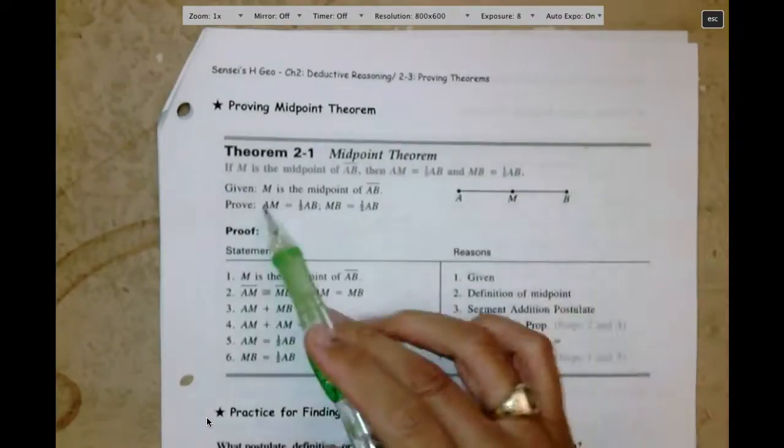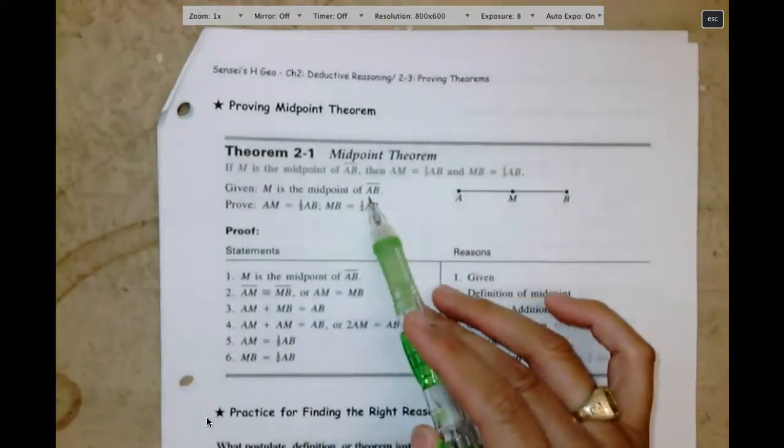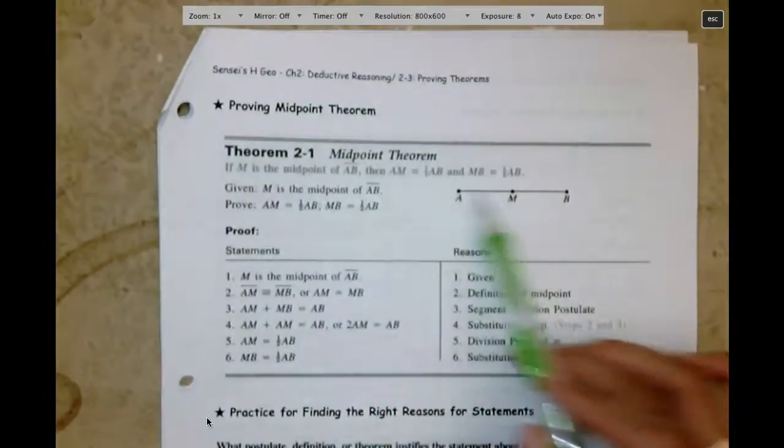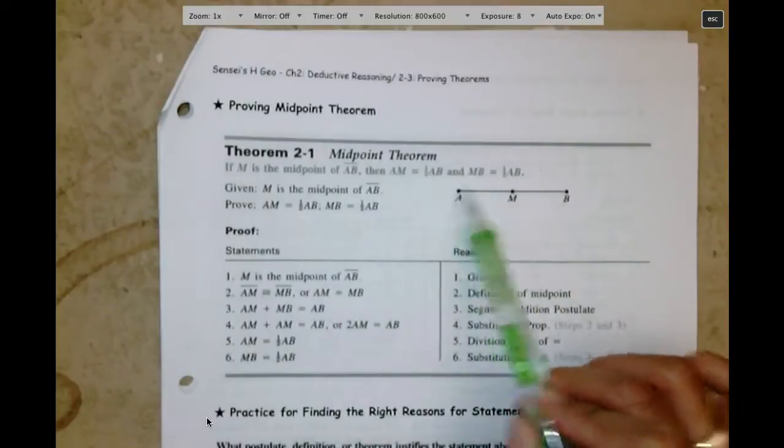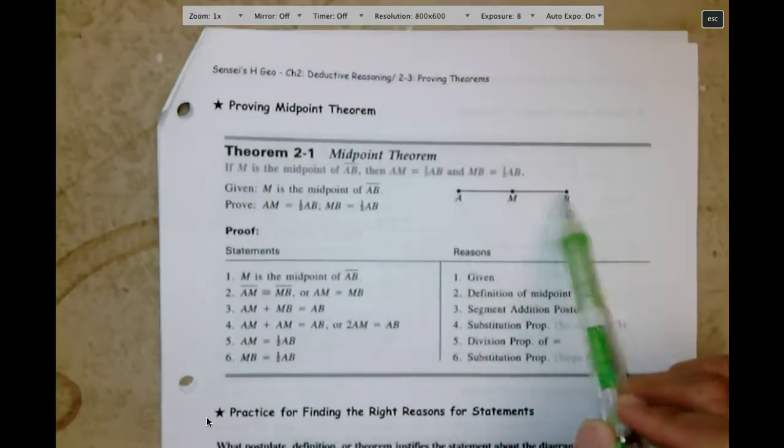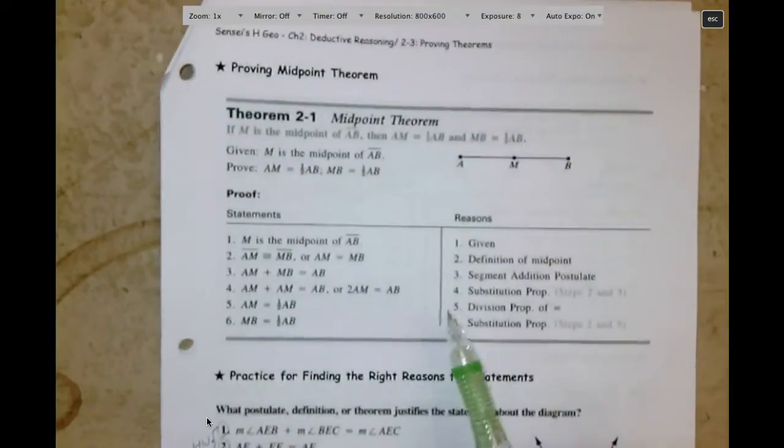Okay, and the given is that M is the midpoint of AB. M is the midpoint of this segment. Then AM is 1/2 of the whole segment and MB is 1/2 of the whole segment. So that's what you're trying to prove. Which sounds obvious, but you have to prove it. That's what math is.